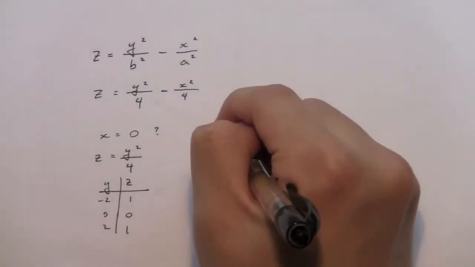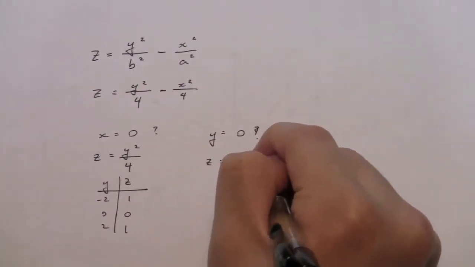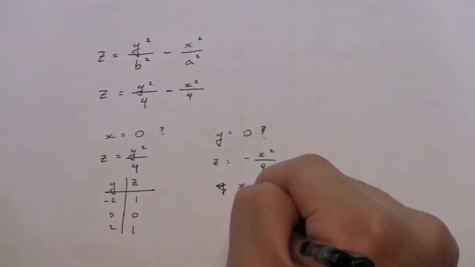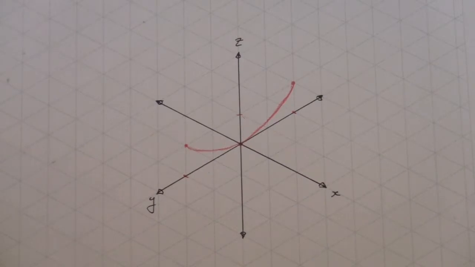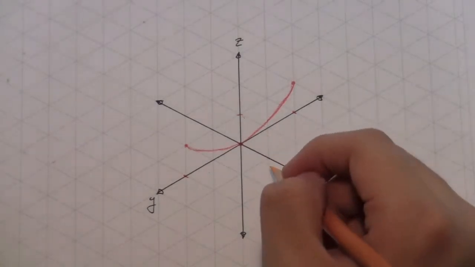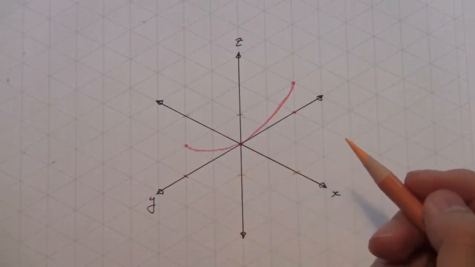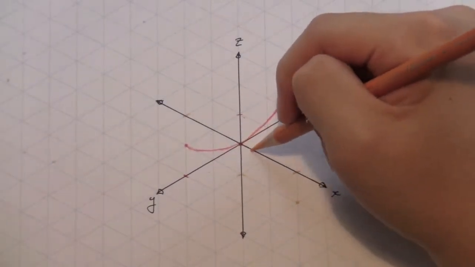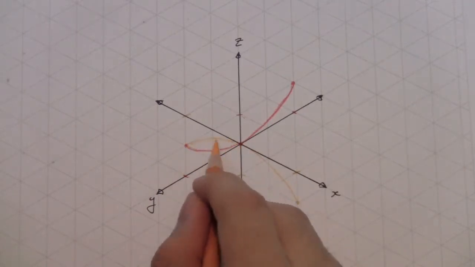Now we're just going to do the same thing we did earlier, except for a different variable. So let's do y equals 0 this time. And that will just give you z equals -x squared over 4. And we can just make another table if we want. Alright, so let's just do the same thing again. And it's going to be another parabola. And this time, we're going to have points at 0, 0, 0, 2, 0, -1, and -2, 0, -1.